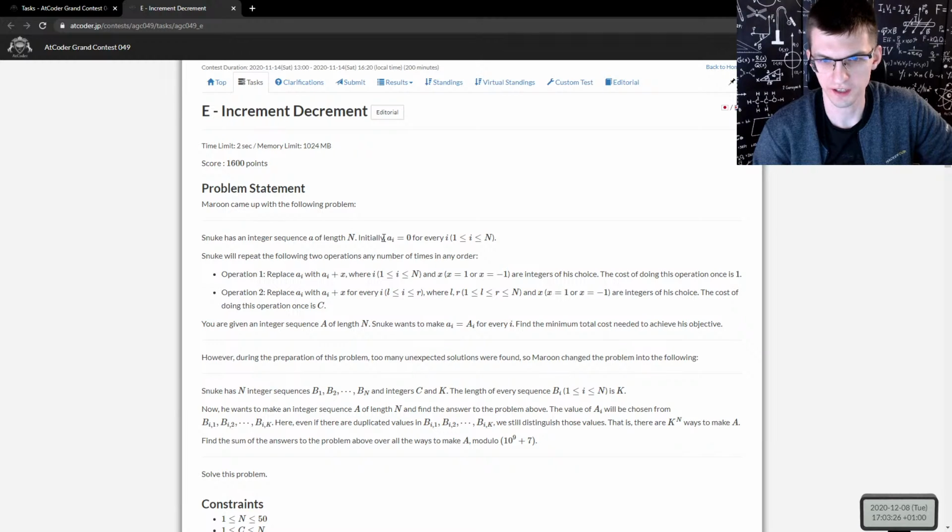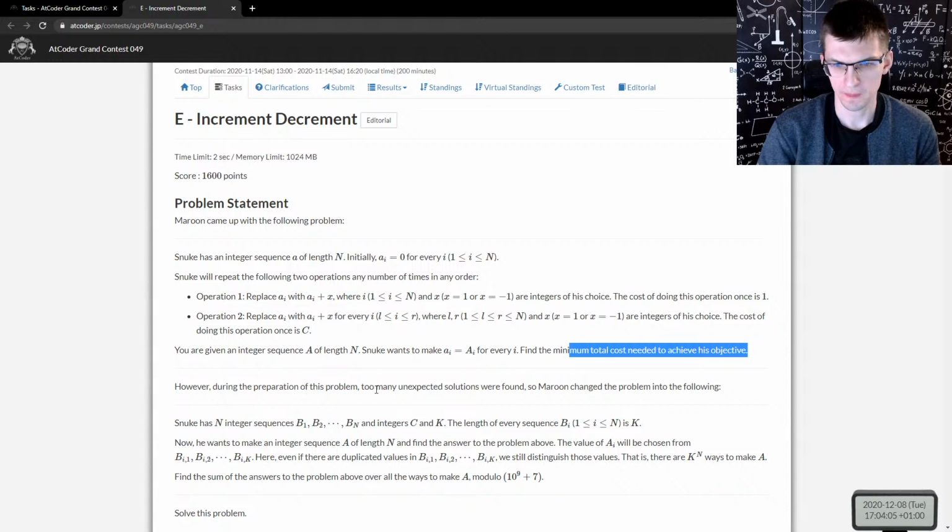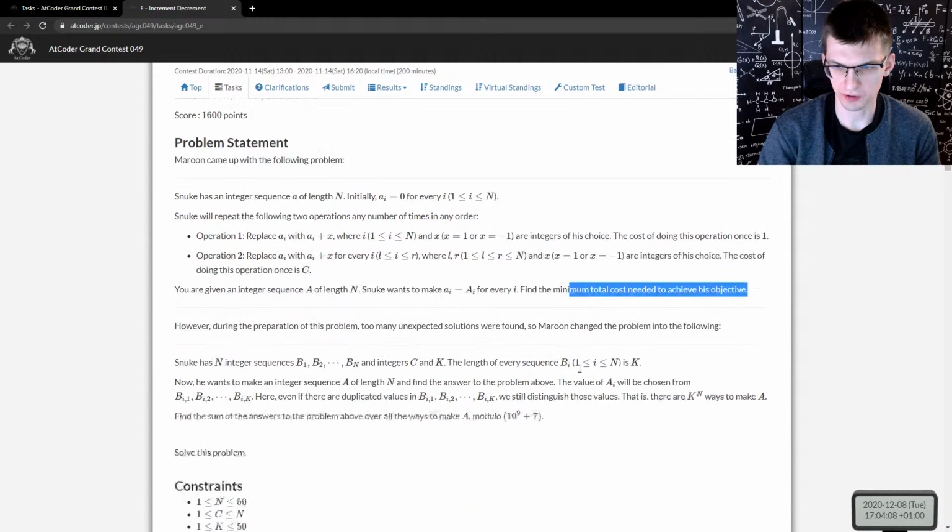All right, integer sequence A, initially zeros. Do this in any order. Increase A_i by X. Oh, increase or decrease by 1. And for the cost of C, you can decrease or increase an interval by 1. You need to reach that. Too many unexpected solutions were found, so Marin changed the problem into the following.